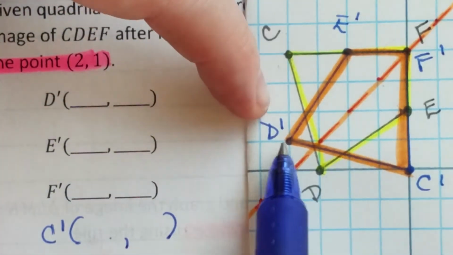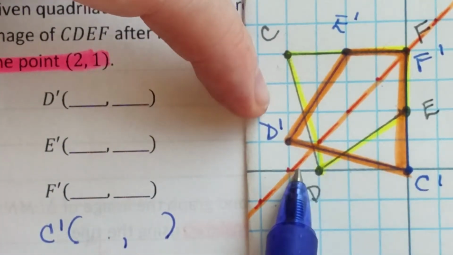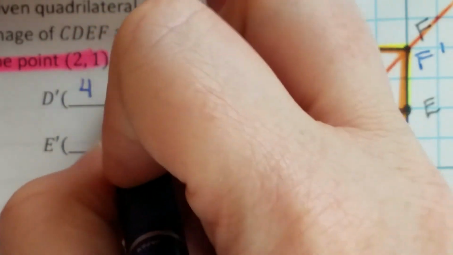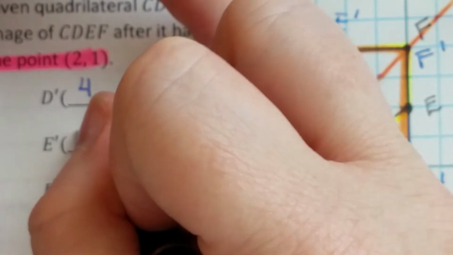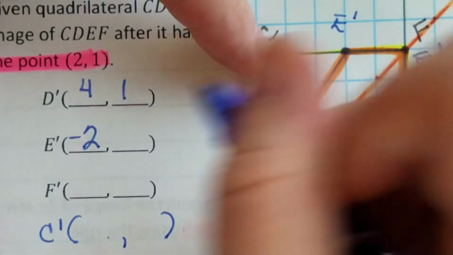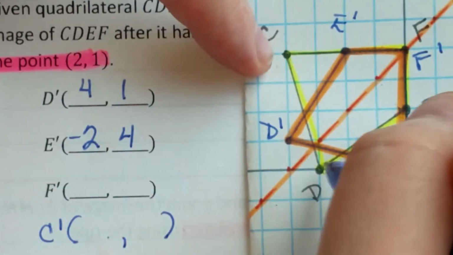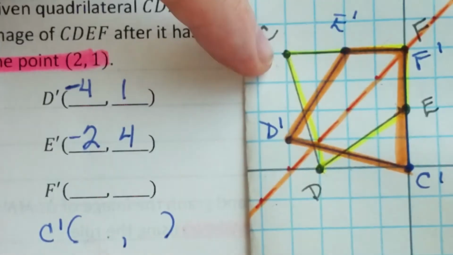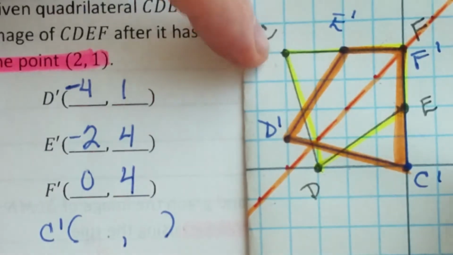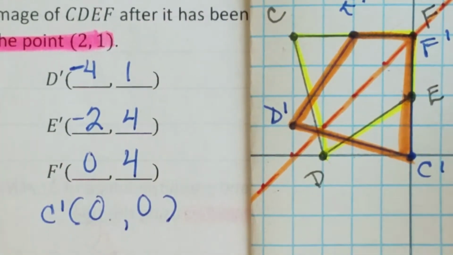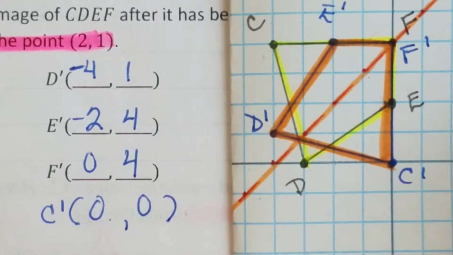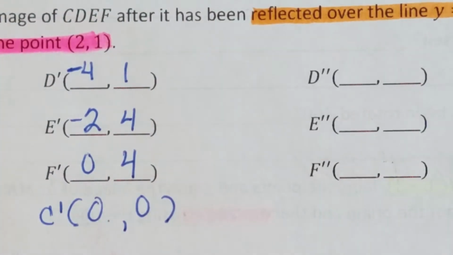D prime is located at 1, 2, 3, 4, 1. E prime is located at -2, +4, and this one's also negative, sorry about that. F prime is at 0, 4 still, and C prime is at 0, 0. Okay, so those are our coordinates for our quadrilateral, and let me go ahead and color code those so you can see.